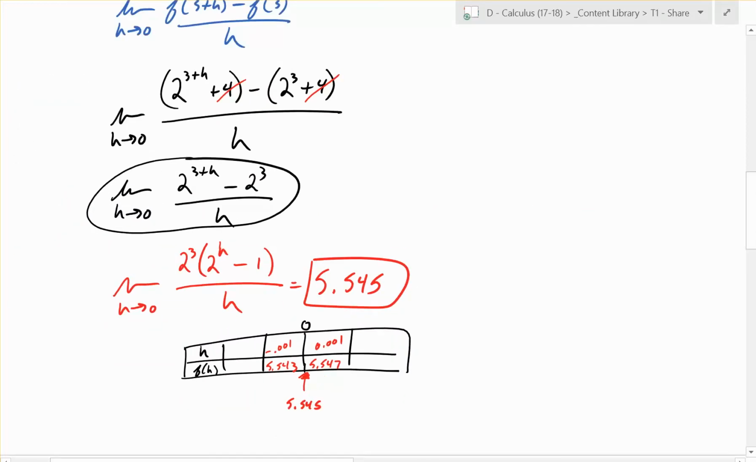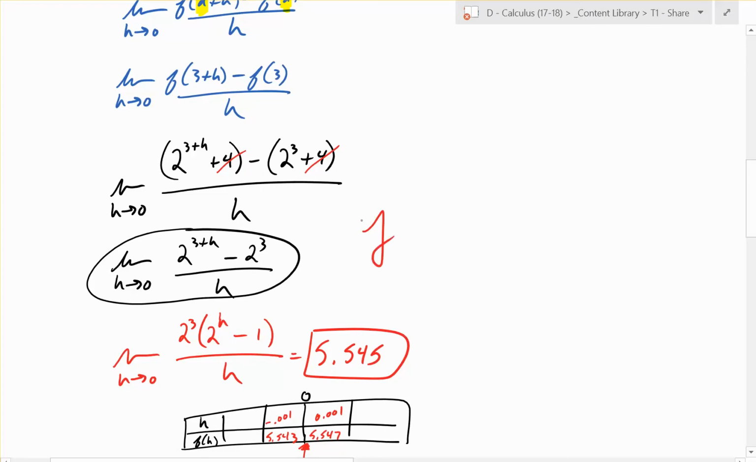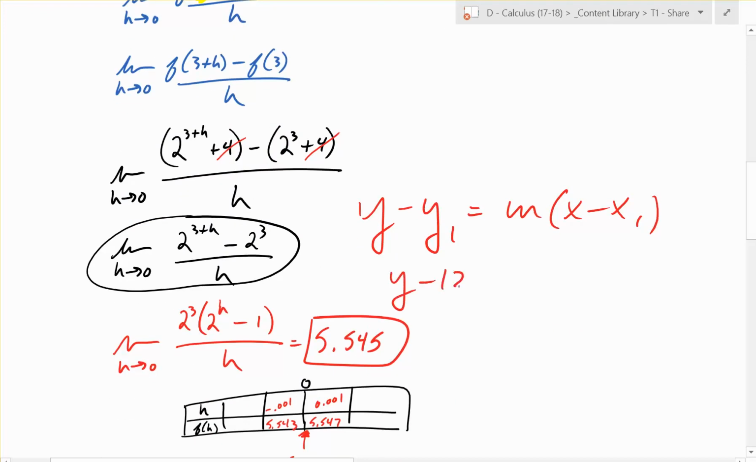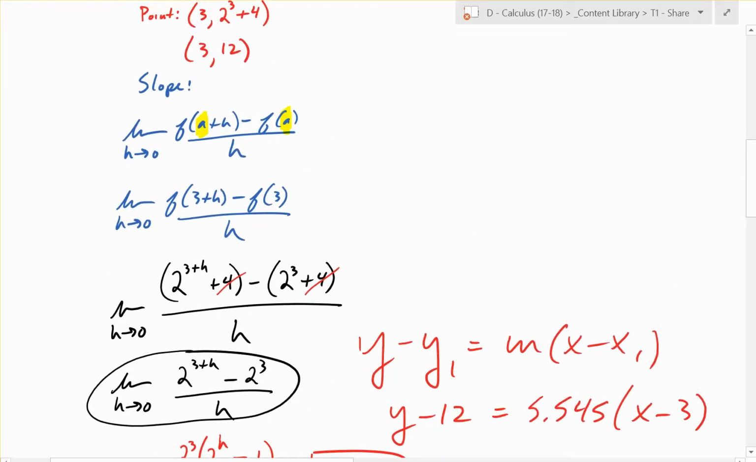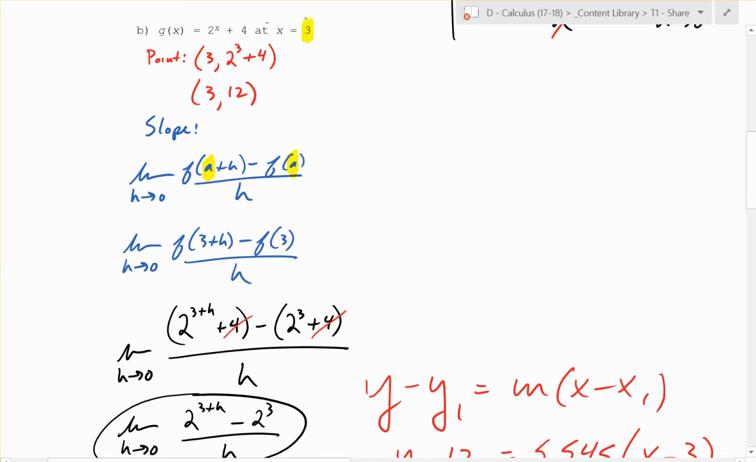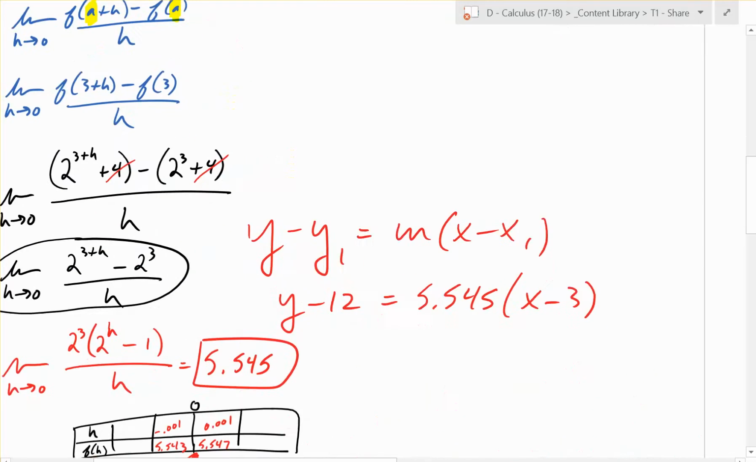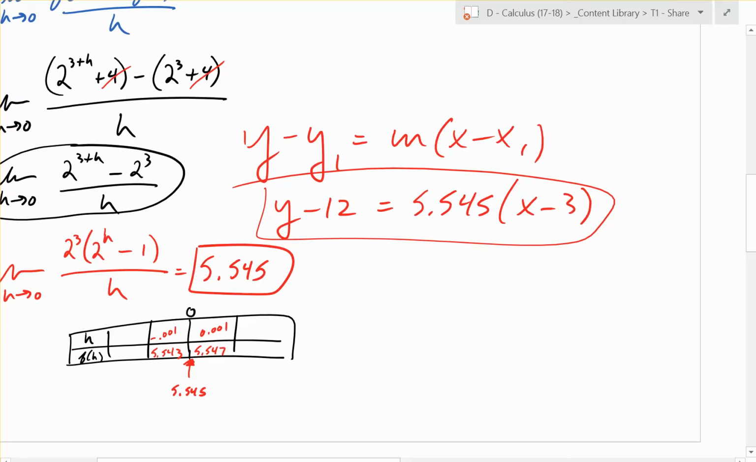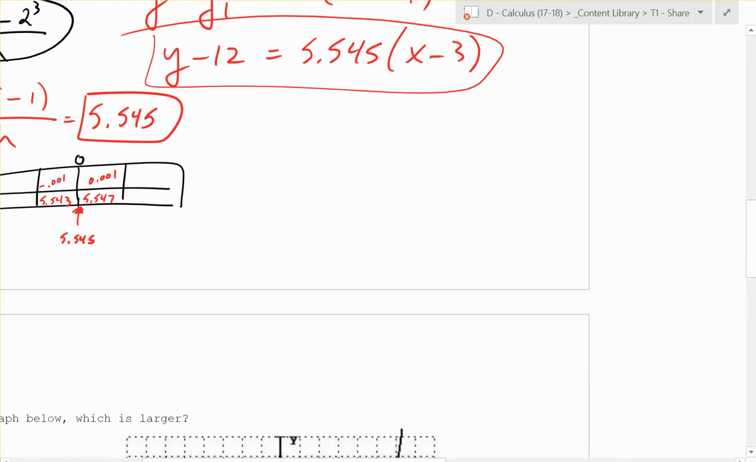So now we plug that into y minus y1 point slope form, m times x minus x1. And what was our point? (3, 12). So it's going to be y minus 12 is equal to 5.545 times x minus 3. And we could do the same thing. We could graph this function and graph this line and show through a calculator that it does look like it's a tangent line. So let's try that.